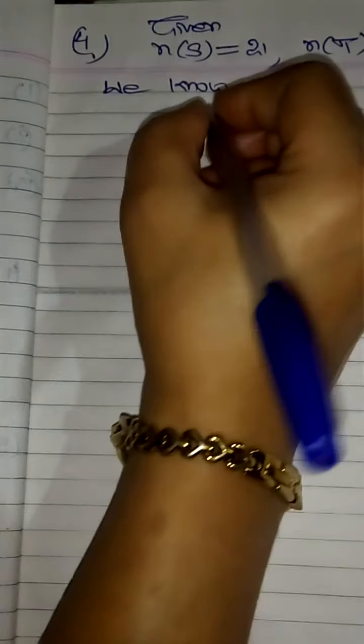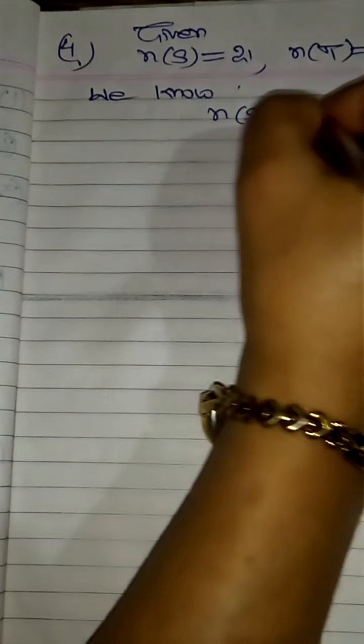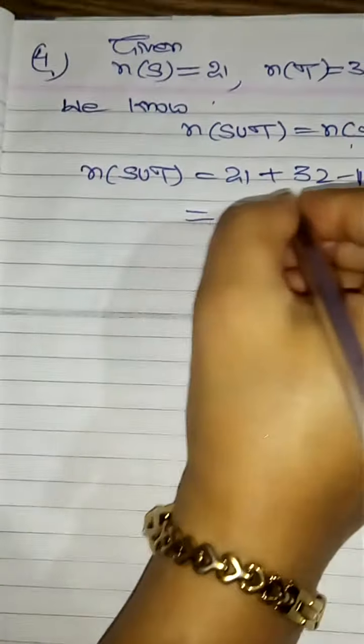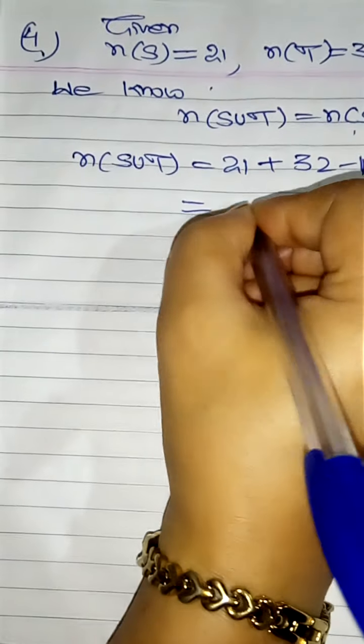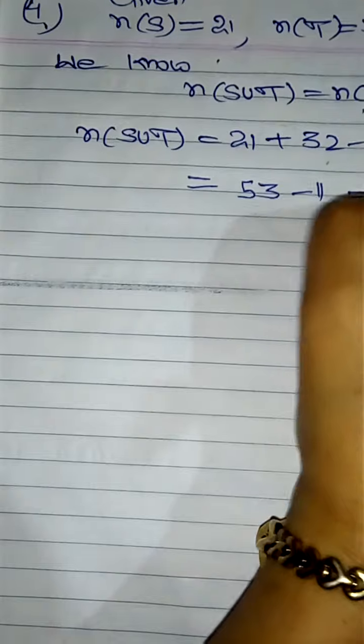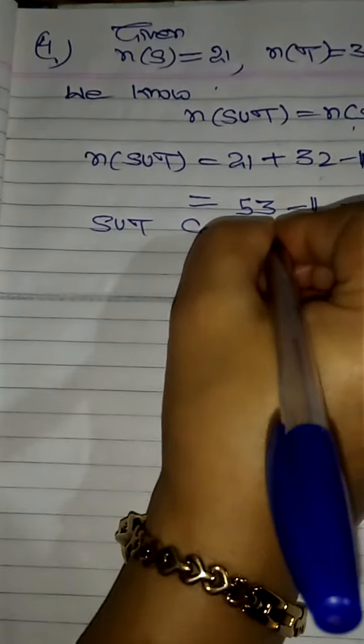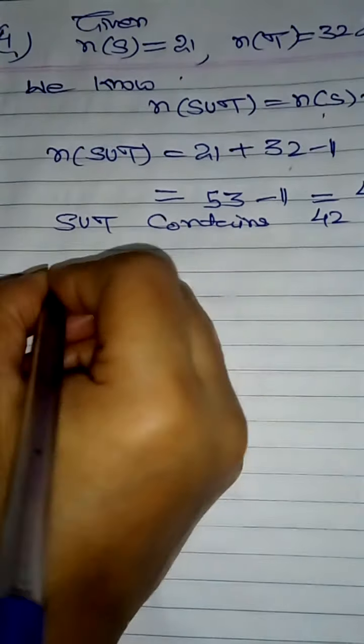Now we have to find S union T. We know n of S union T is equal to n of S plus n of T minus n of S intersection T. So n of S union T is 21 plus 32 minus 11. After solving, it will come 53 minus 11, so 42. So S union T contains 42 elements.